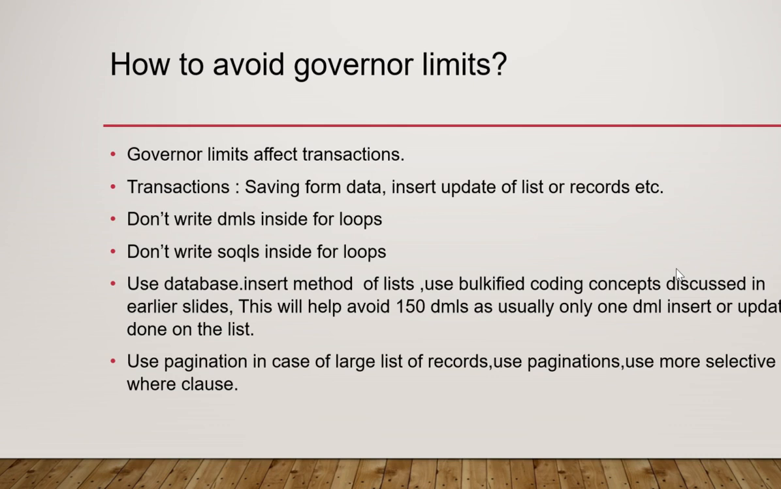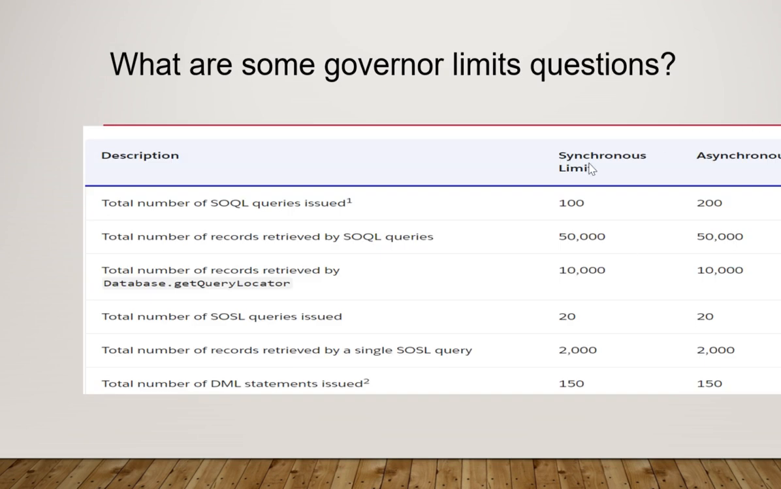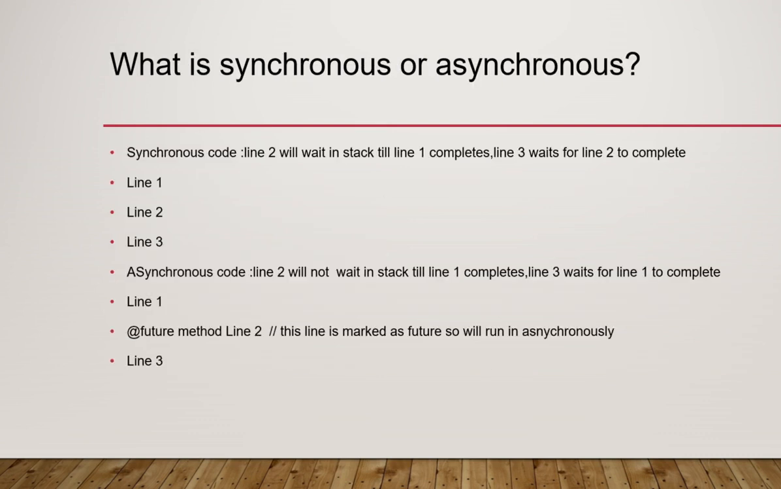Now you will be seeing that all this is for a transaction. Now what is a transaction? As I told you, it is a logical set of DMLs. Okay, and you'll see within a transaction there are two types of limits: synchronous and asynchronous. So what is synchronous and asynchronous programming?